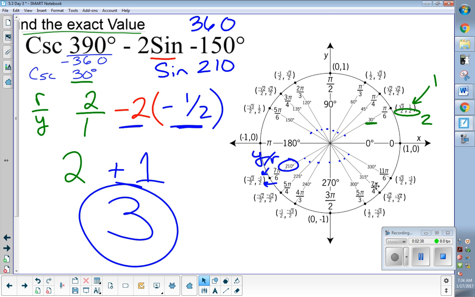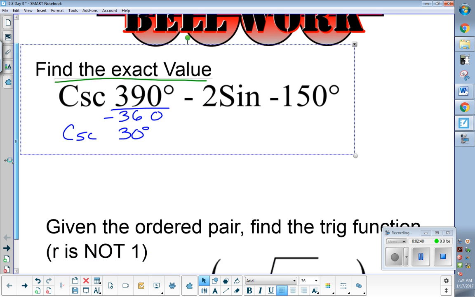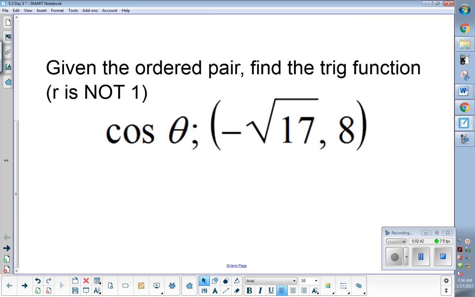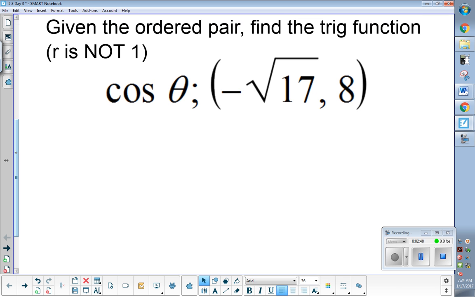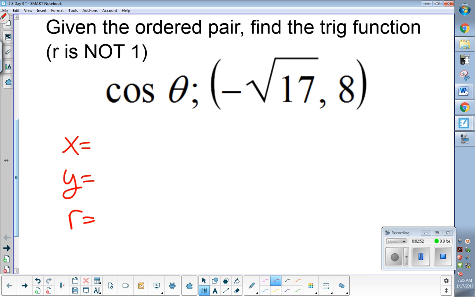All right, let's check out the second problem. Given that ordered pair, find the trig function. R is not 1. So like any problem like this, if we're finding a trig function, the first thing I want to do is figure out what x, y, and r are going to be. It's an ordered pair, so x and y are really easy. Negative square root of 17. 8 is my y. I'm trying to figure out r.